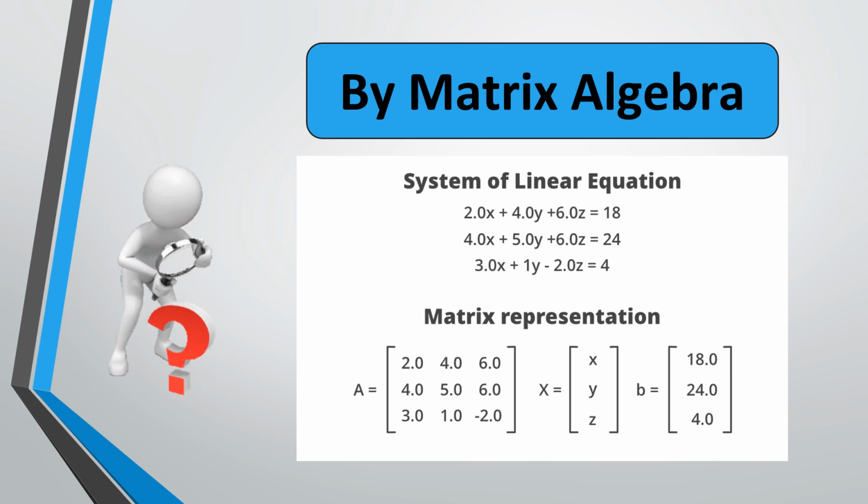Multiply A inverse on both the sides of the matrix equation and reduce the same to the following solution equation, that is capital X is equal to capital A raised to the power minus 1 into capital B. Find the capital A raised to power minus 1 in accordance with its procedure detailed earlier.